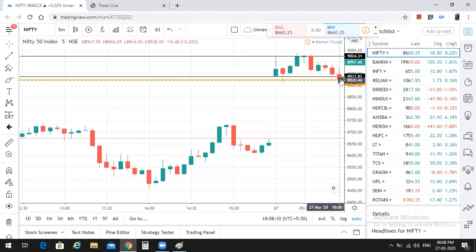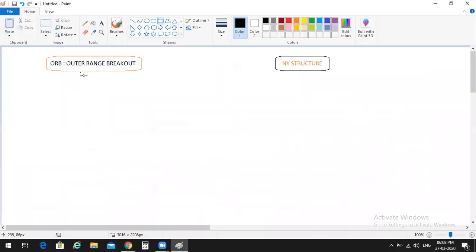Once it closes outside, we can now say that our alert should be there: Nifty has made a 5-minute range breakout. On the 5-minute chart, Nifty has now broken out of the first 5-minute range. Coming back over here, the high and low of the candle is now being breached. In simple terms, this is the first 5-minute candle, with its high and low.